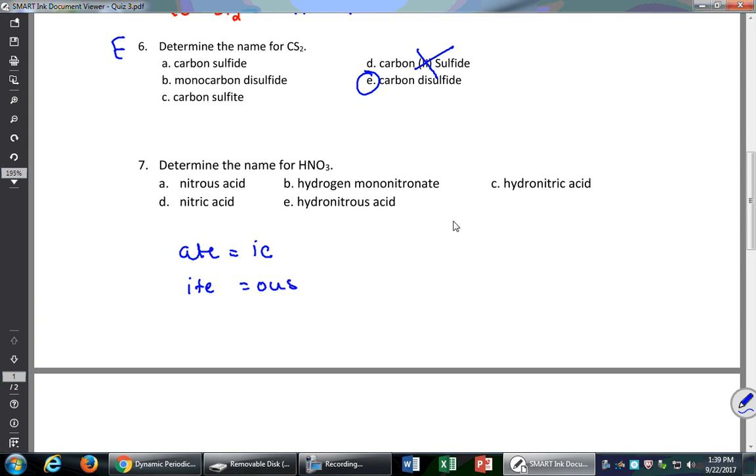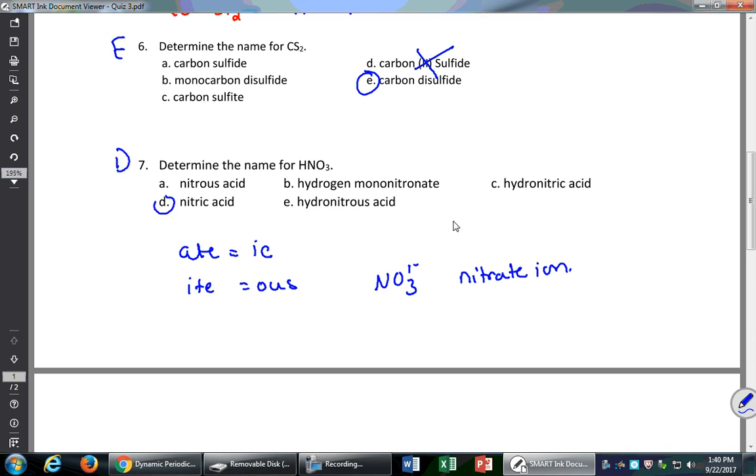So the question is, we have NO3. It's NO3 1 minus because H is always +1. So the question is, what polyatomic ion is that? And it's nitrate. So 8 is going to change to ik. So our answer is D.